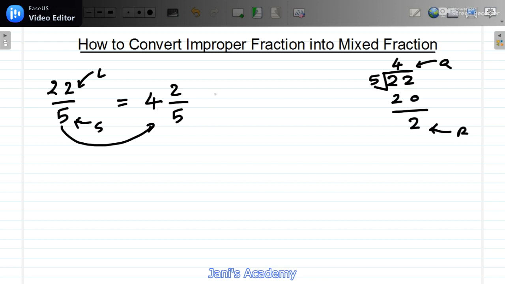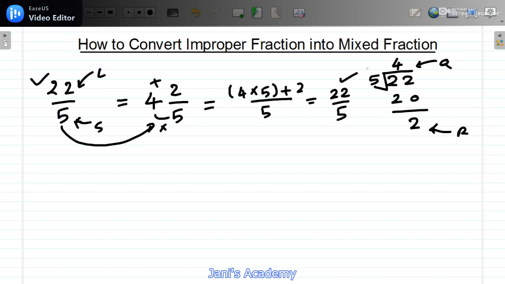Now if you want to cross check whether your answer is correct, we can do the same exercise which we have done earlier. So 5 4s are 20 plus 2, and the denominator will be 5. So my answer is 20 plus 2, which is equal to 22 upon 5. These both are the same, that means my answer is correct. Let's take one more example.